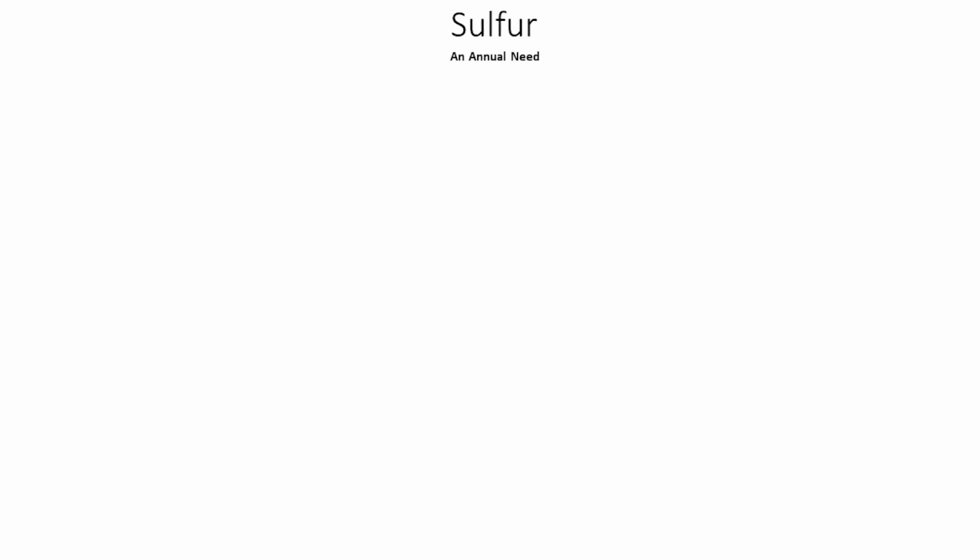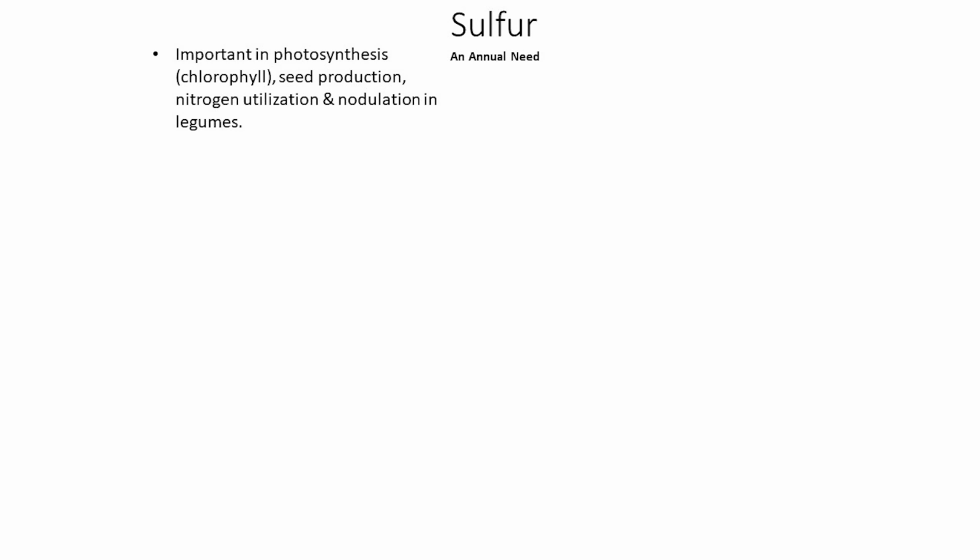Sulfur is what we call a secondary nutrient. Even though it's not needed in the same amounts as, say, our macronutrients such as phosphorus, potassium, and nitrogen, our secondary nutrients are still very important and oftentimes are overlooked when it comes to maximizing our crop yields and return on investment.